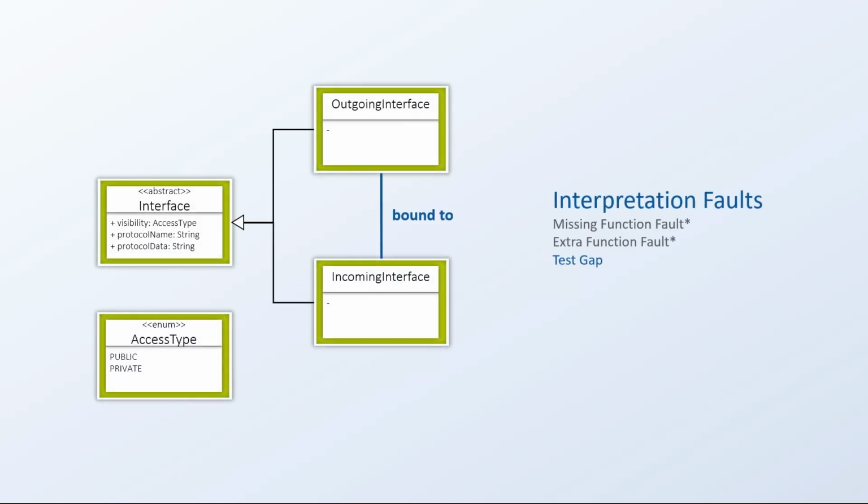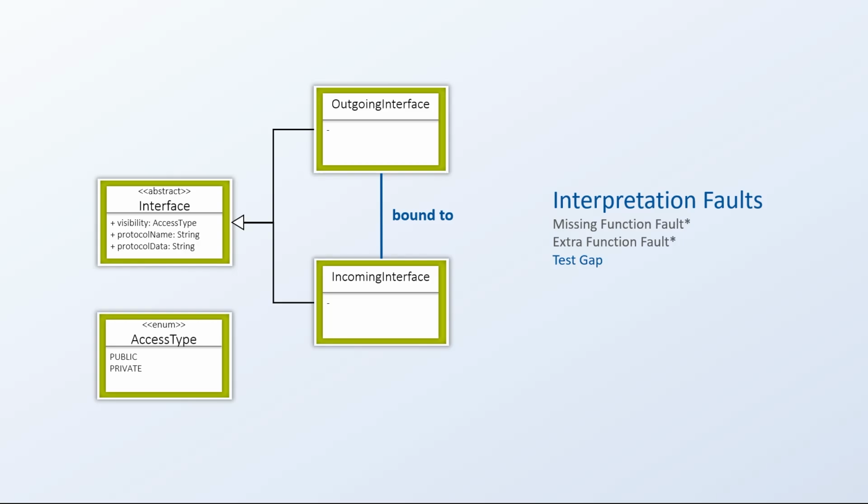So looking at the model, and after mining the outgoing and incoming interfaces based on the protocol specifications, we can already detect certain kinds of integration faults. In this case, interpretation faults, which means we can detect missing function faults and extra function faults. So if some outgoing interface is not bound to an incoming interface, we do have some missing function fault as there's no component that can receive the messages we send on this outgoing interface and probably react in the way that we expect the environment to react to that message. For extra function faults, it's the other way around.